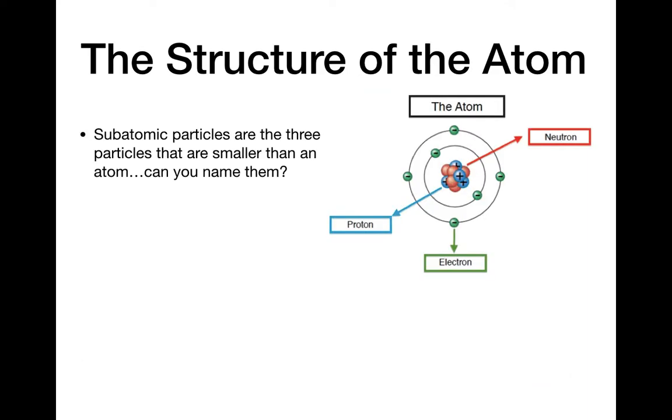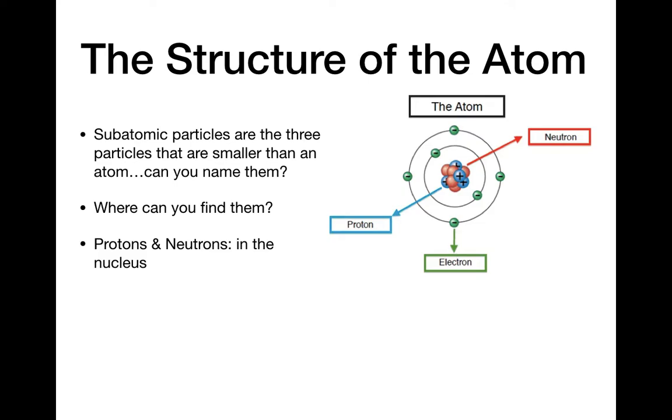Okay, let's review the structure of the atom. So the subatomic particles are 3 particles that are smaller than an atom. Can you remember what they are? Can you see them on the screen? That's right, guys, it's protons, electrons, and neutrons. So where are they?